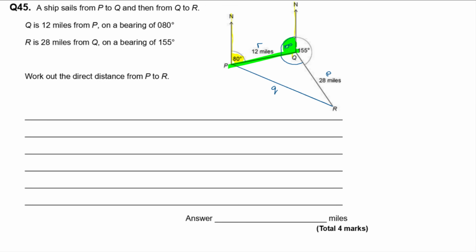And because I've got the bearing of R at 155, those 2 angles add up to 255. So Q then, angle Q, this bit here that I need to find, is going to be 360 minus the other 2 angles then, isn't it? Okay, so 255 away from 360, that leaves 105 degrees. Okay, so we're going to use 105 degrees as our angle. So now we're ready to crack on with using the cosine rule.